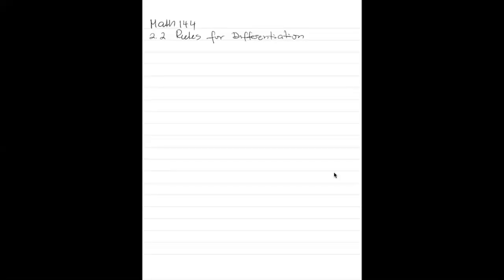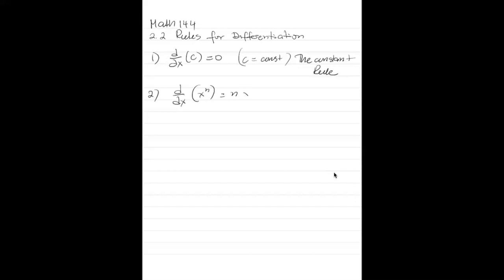2.2 rules for differentiation. So the first rule is that the derivative of a constant is 0. C is a constant, and we call this rule the constant rule.